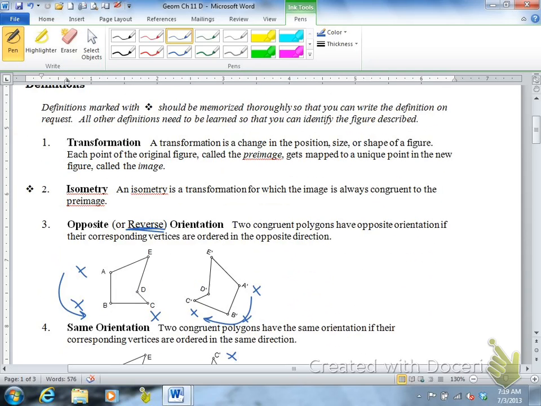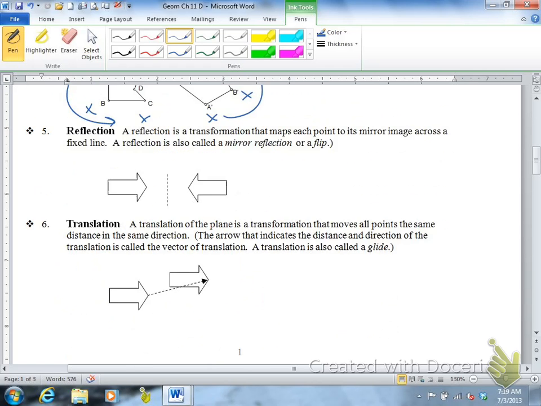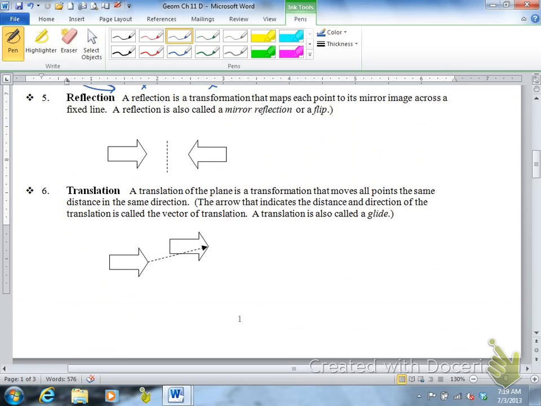One type of transformation, a change in the position, is a reflection. A reflection is a transformation that maps each point to its mirror image across a fixed line. A reflection is also called a mirror reflection or flip. So here's your reflection line, and getting the mirror image of this arrow right here, we'll put the arrow over here. So that's a reflection. Notice this is an example of isometry. The arrow has the same shape and size. It's congruent to itself. It's just been reoriented.